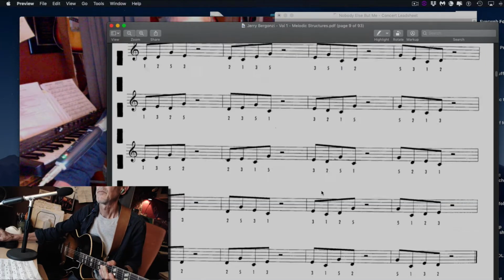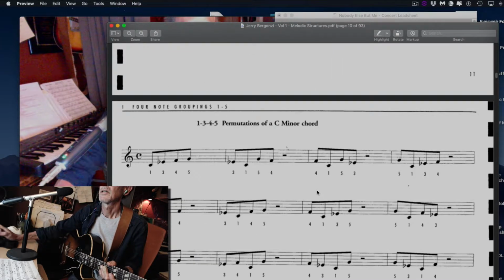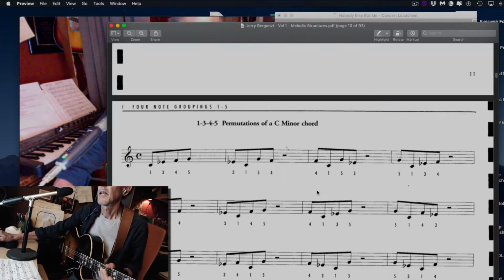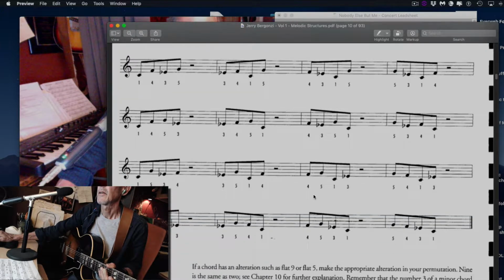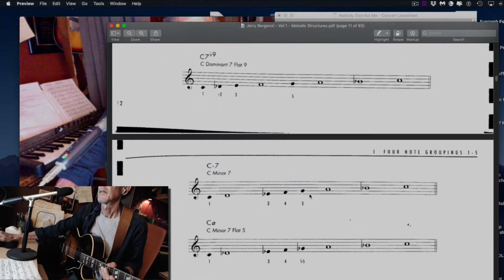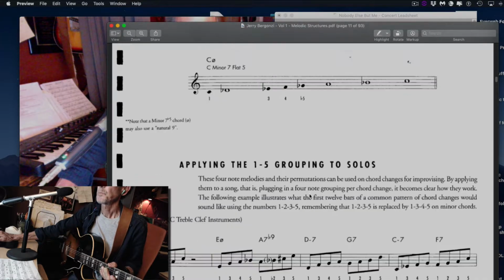And so on. Now, 24 permutations of 1, 3, 4, and 5: 1, 3, 4, 5. 3, 1, 5, 4. 4, 1, 5, 3. So you can see it's already taking on a kind of melodic character here. If a chord has an alteration such as a flat 9 or flat 5, make the appropriate alteration. I think I've gone over that.